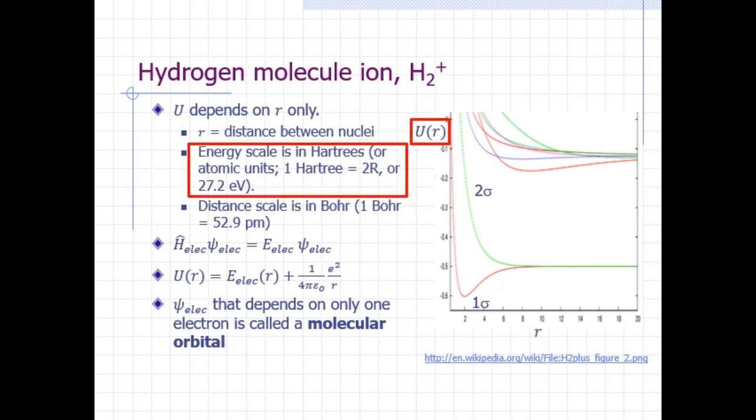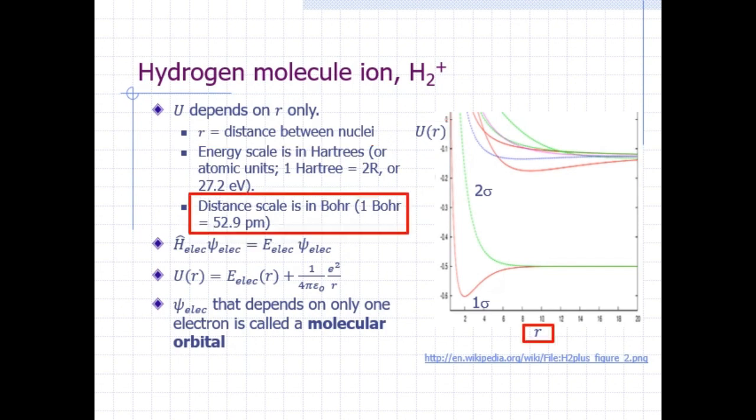1 hartree, or 1 atomic unit of energy, corresponds to 2 times the Rydberg constant, or 27.2 electron volts. The distance scale for the curves shown here is given in atomic units as well. 1 atomic unit of distance, or 1 Bohr, is equivalent to 52.9 picometers.